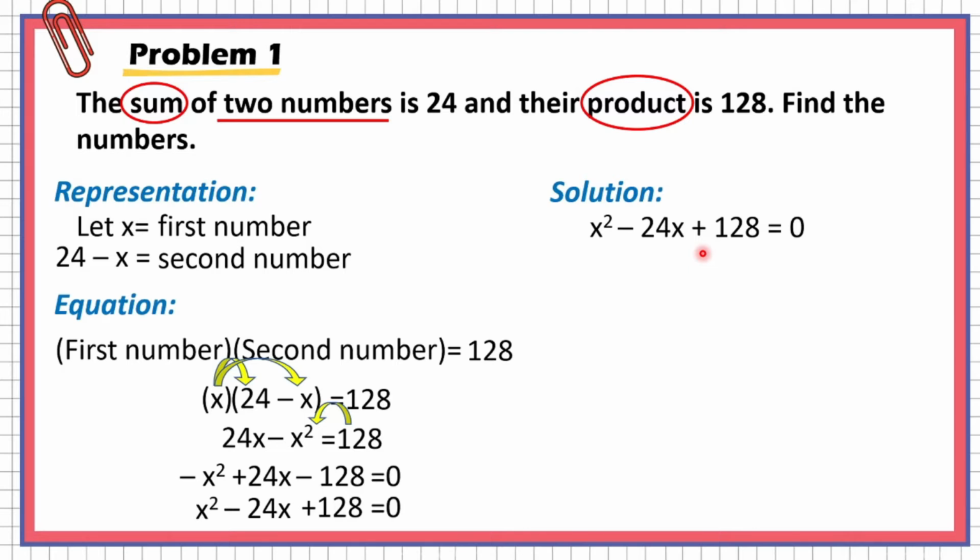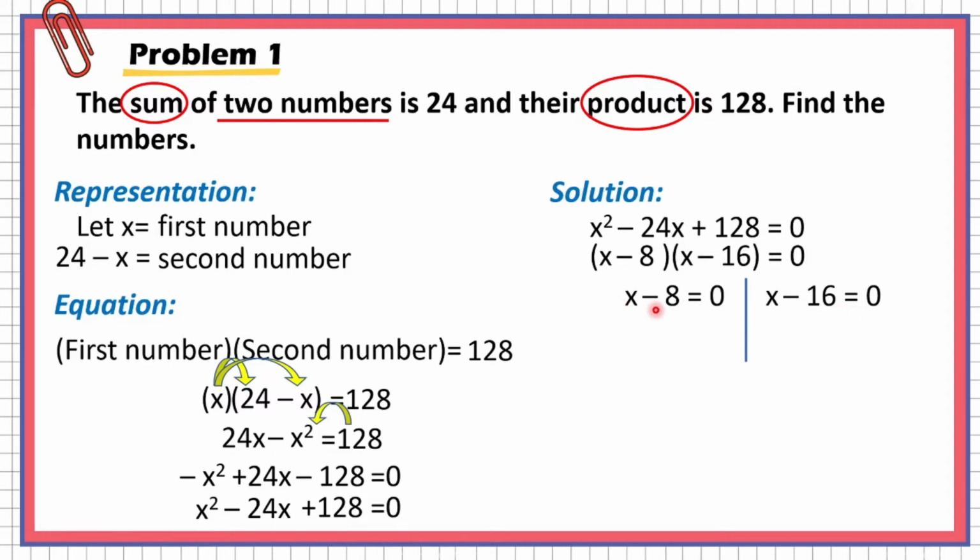So, mag-iisip tayo ng dalawang numbers na kapag pinag-multiply, lalabas si 128. Then kapag pinag-add naman natin, lalabas si negative 24. So ito ang ating factored equation. We have x minus 8 times the quantity x minus 16 is equal to 0. So paghiwalayin natin itong dalawang term na ito, we have x minus 8 is equal to 0 and x minus 16 is equal to 0.